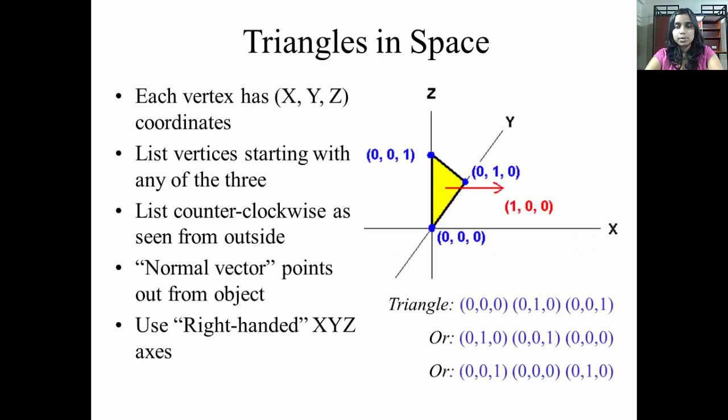Then triangles in a space. Consider the triangle having the vertices 0, 0, 0; 0, 1, 0; and 0, 0, 1, having the red arrow pointing outward, which is nothing but the normal, having the coordinates 1, 0, 0. Every vertex has XYZ coordinates. Then list the vertices starting with any of the 3. Then list these vertices in an anti-clockwise direction, which when we see from outside should look counterclockwise. Then the normal vector points out from the object. Use right-handed XYZ axis.